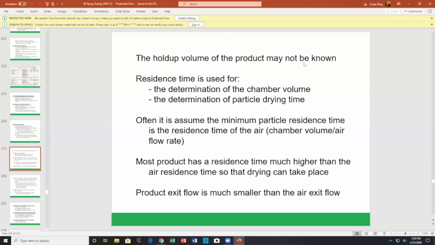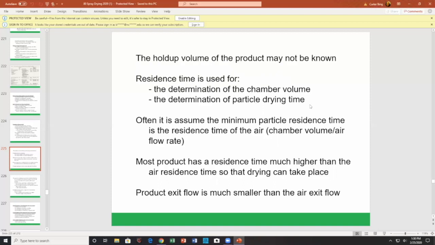Hold-up volume of the product may not be known. Residence time is used for determination of chamber volume. You've got to have a flow rate. Chamber volume should have velocities, I suspect, below 60 feet a second, or below 30 feet a second, which is the abrasion level velocity. So there's a certain chamber flow or velocities that I have.